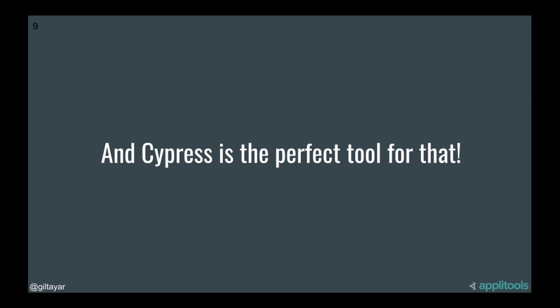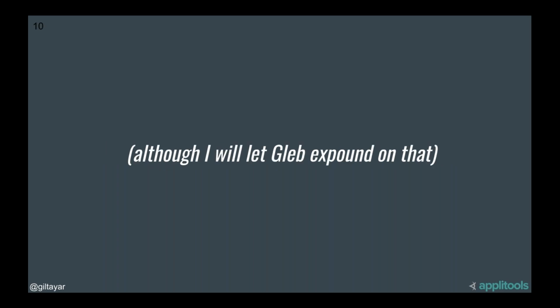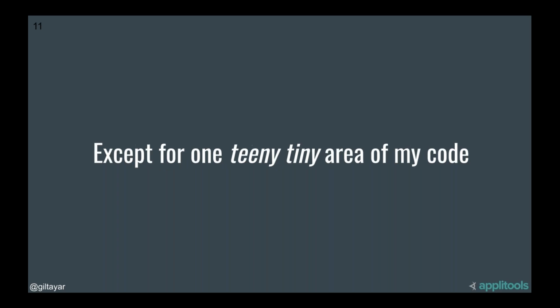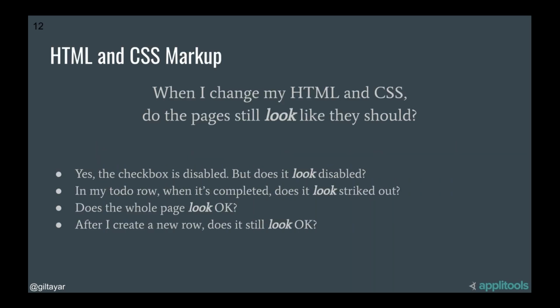And Cypress is the perfect tool for functional testing. It's fast, it's wicked, it has great documentation. I'll let Gleb handle that. But it is the perfect tool to write functional tests. But there's a little teeny problem, and that problem is that functionally Cypress is perfect. But what about HTML and CSS markup?